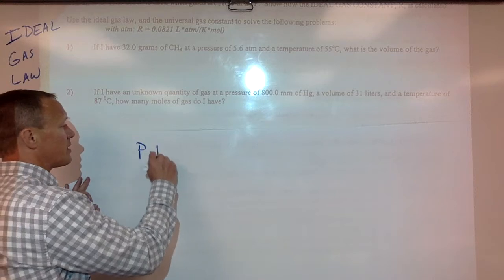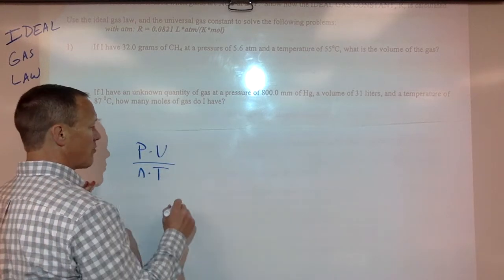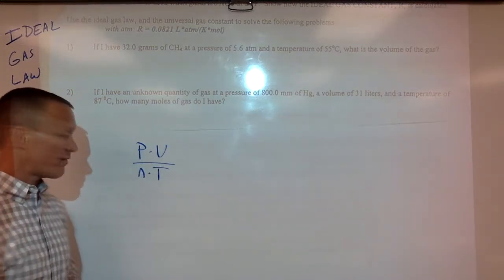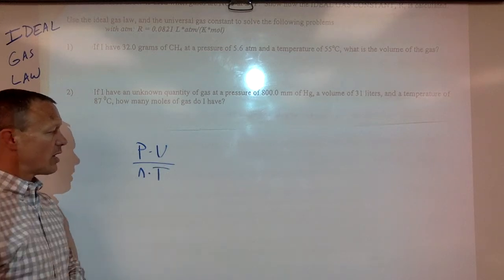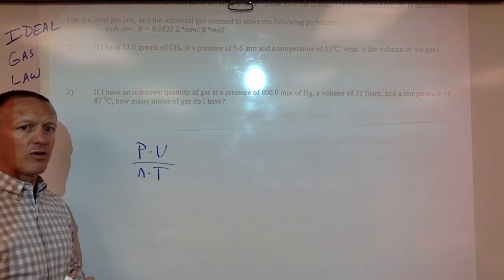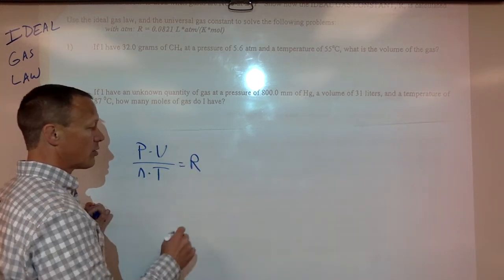We've been doing P times V over T. Well, moles would be down here also. This ratio never changes for a gas. If temperature goes up, the pressure and volume go up with it. If moles go up, one of these has to increase as well. So those things go hand in hand, and they always equal R.